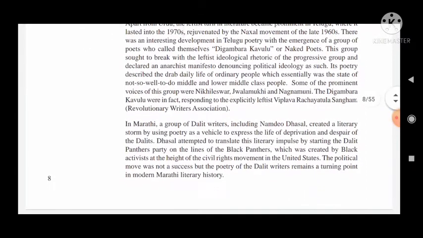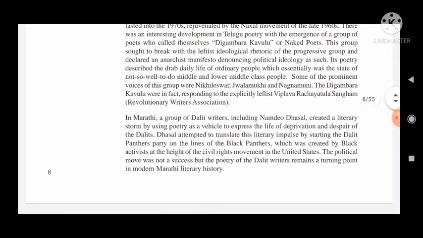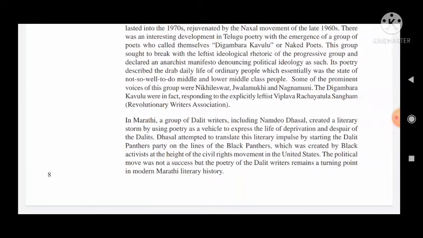This group sought to break with the leftist ideological rhetoric of the progressive group and declared an anarchist manifesto denouncing political ideology as such.